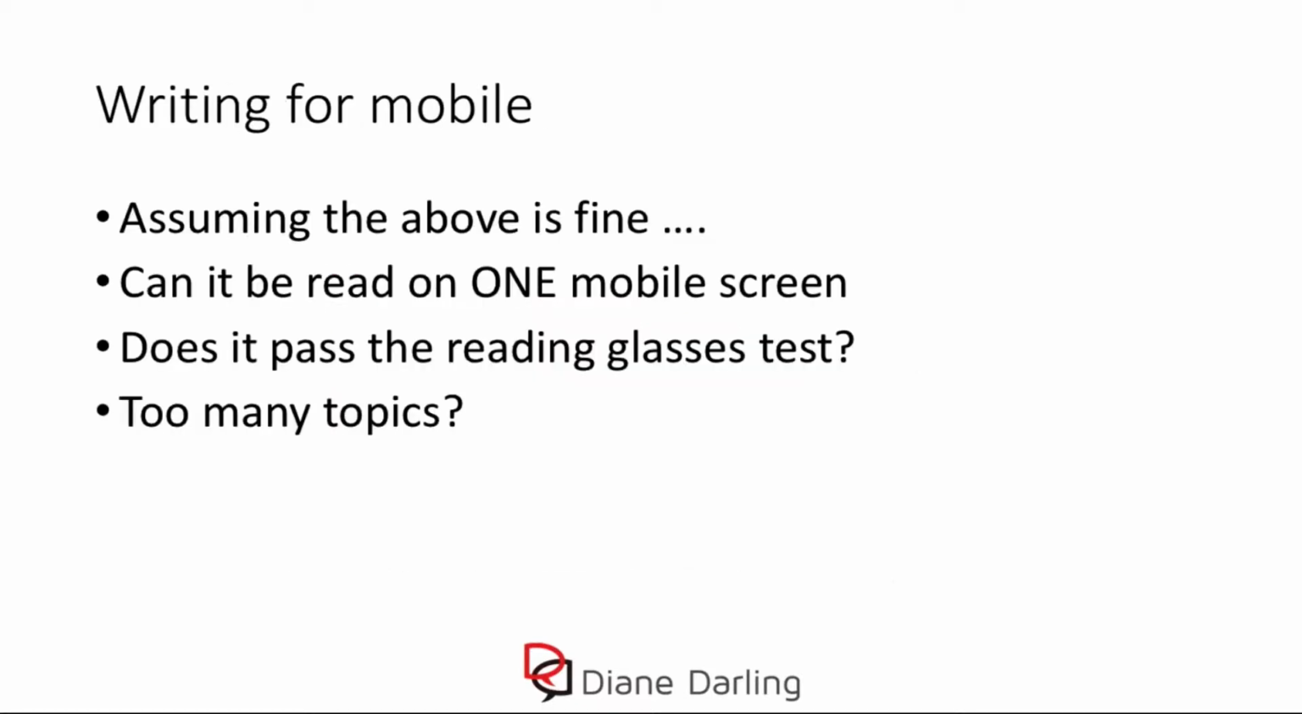All right. So writing for mobile. Assuming everything I've talked about is all set, assuming everything that I just shared, you've got a great subject line, you're very clear in your purpose. Part of the other different things for you to think about along those lines are, can this be read on one mobile screen? So if it pops up on someone's phone, can they see the gist of what you're talking about on just one screen?